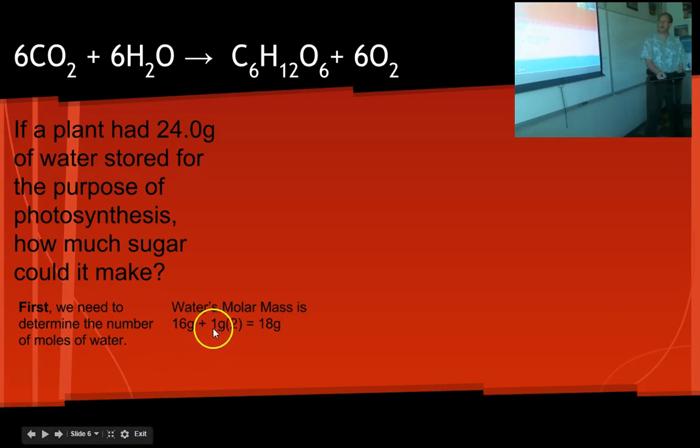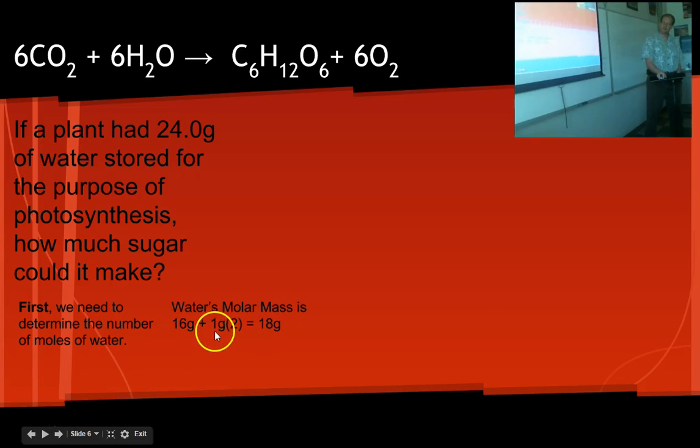So water's molar mass is 18. And if you don't know how to get that, the molar mass of something is all of the atomic mass unit numbers in your periodic table. So hydrogen up in the top is 1.008, and oxygen is 16. If you add them together, I'm rounding there for the hydrogen, you get 18 grams per mole, right?